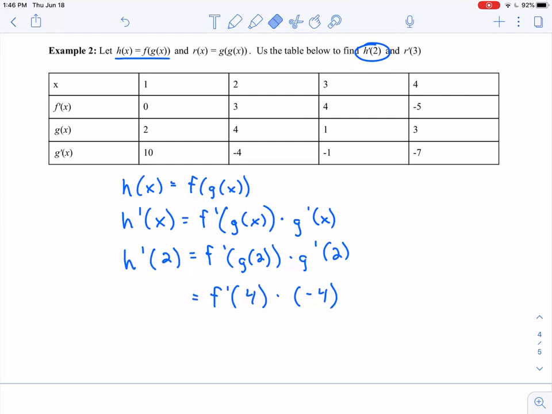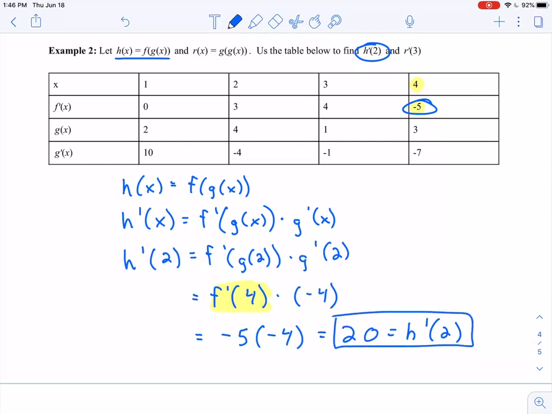And I'm not out of the woods quite yet, because now I need to look at f prime of 4. So my input here is 4. What is f prime of 4? Well, that's negative 5. That's this guy right here. So that would be negative 5 times negative 4. We can multiply these two together to get a positive 20. This is my h prime of 2. So all right, there is my h prime of 2.